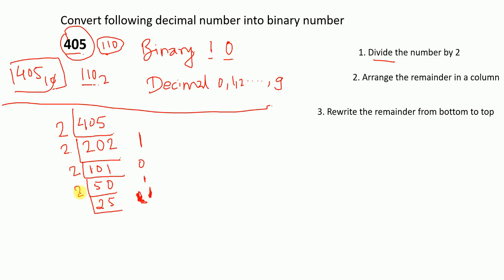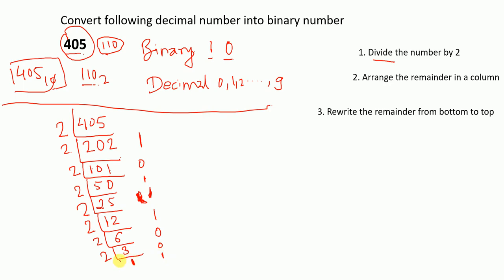Now we have 25, and we need to divide this 25 by 2 again. When 25 is divided by 2, we get 12 and the remainder will be 1. Again, we divide this 12 by 2, so it will be 6 and the remainder is 0. Then we divide this 6 by 2 and we get 3 and the remainder is 0. When we divide this 3 by 2, we get 1 and the remainder is also 1.